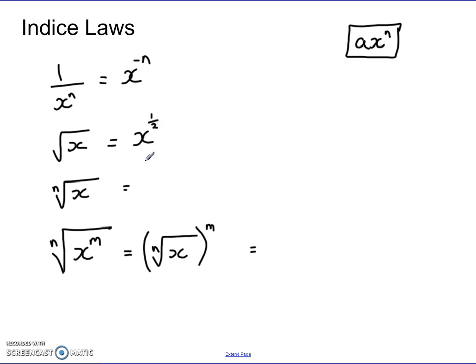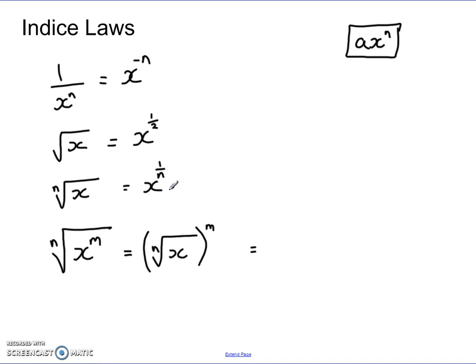If we then expanded x to the power of a half to be the nth root, so cube root, fourth root, fifth root, etc., instead of to the power of a half, we would take to the power of 1 over n. So whatever the root we were taking, if it was a third root, it would be x to the power of 1 over 3. Fourth root, x to the power of 1 over 4. 100th root would be x to the power of 1 over 100.